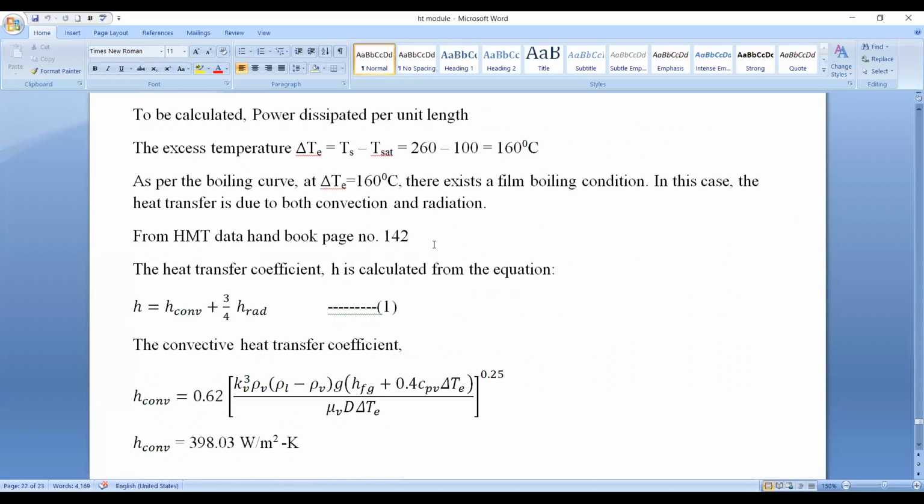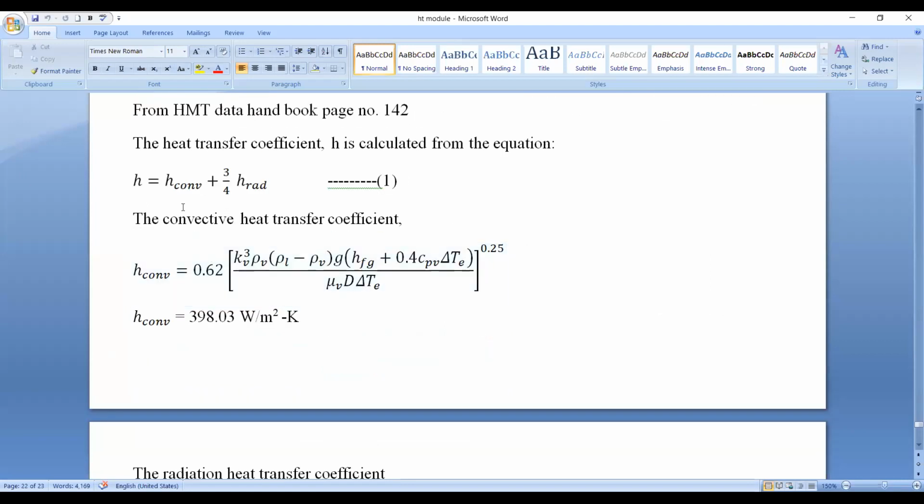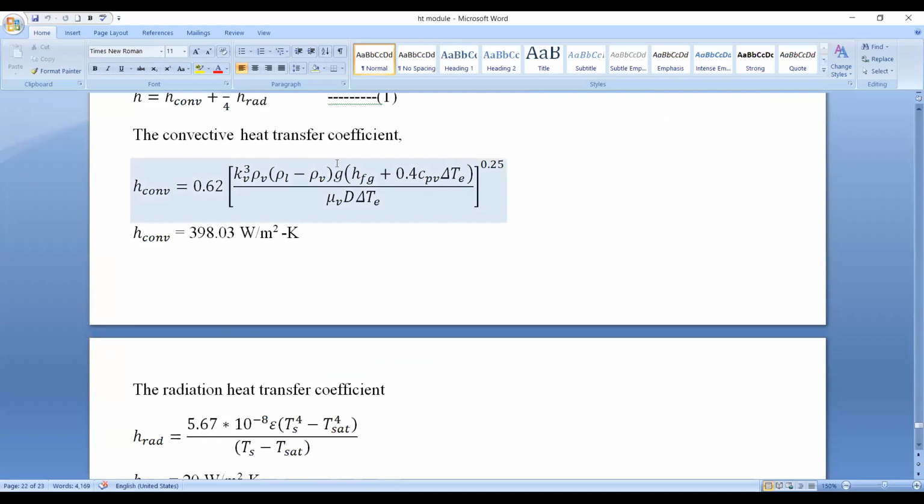So from the heat and mass transfer data handbook, refer to page number 142. Just write down all the equations. So that is H overall equals H convection plus 3/4 of H radiation. We have two different equations for convection and radiation. For convection, this is the corresponding equation. Just write down the formula, extract the values of the thermophysical properties, and do the substitution.